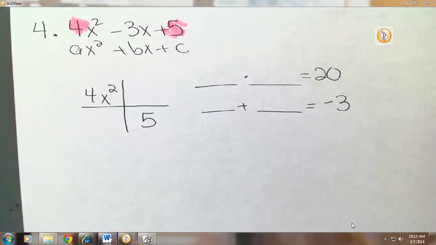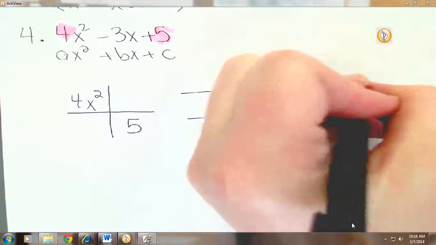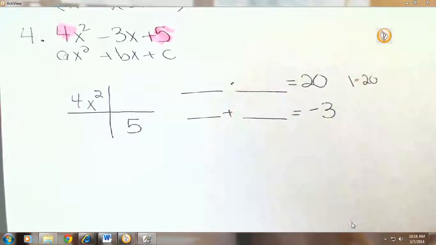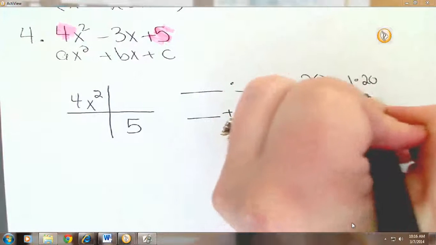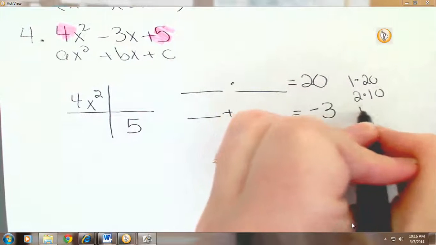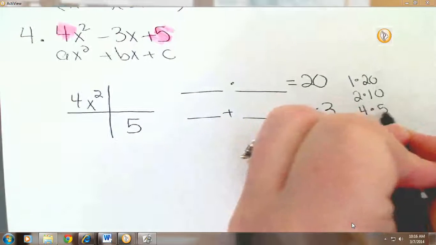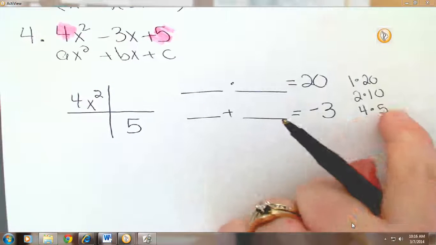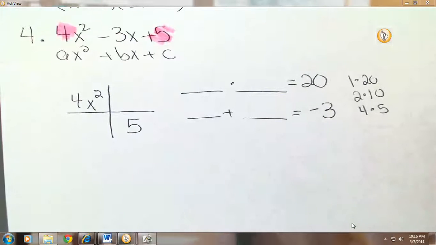Can you think of factors of 20 that add to negative 3? Well, let's list them. We have 1 and 20. 1 times 20. We have 2 and 10. 3 doesn't go in, so we skip that number. 4 goes in, though. 4 and 5. And then we're up to 5. Well, that would be 5 and 4, wouldn't it? We've already listed. Can I get negative 3 out of any of these?